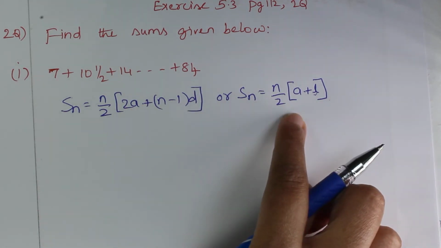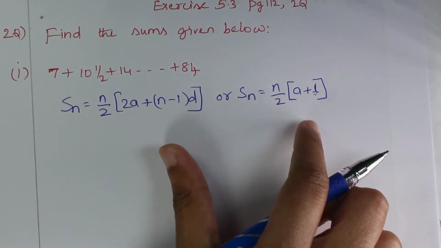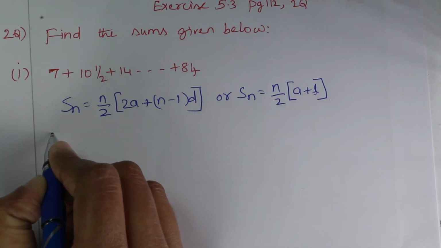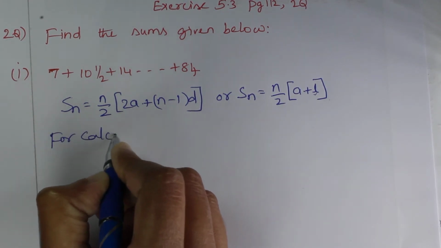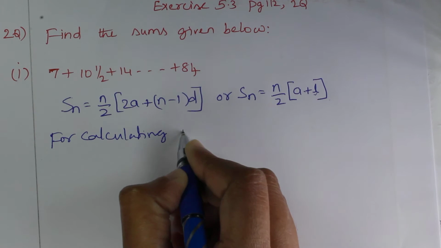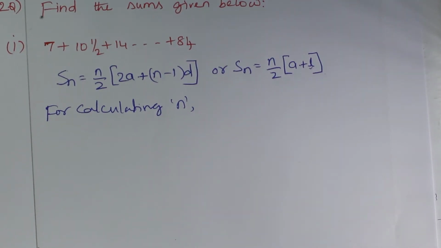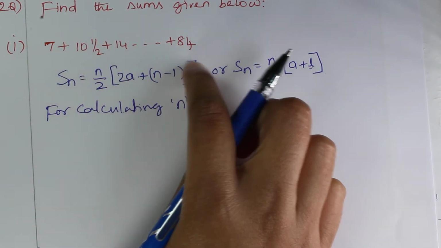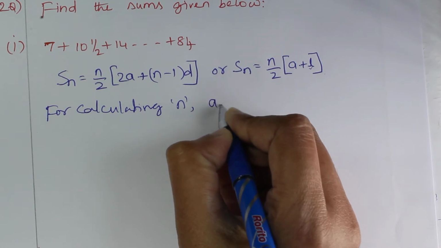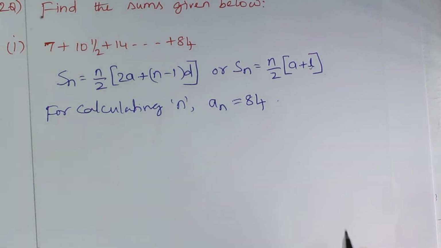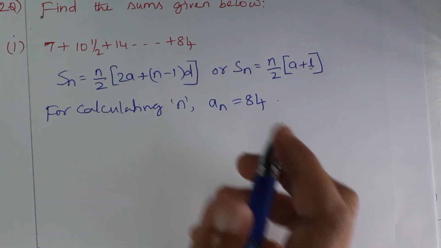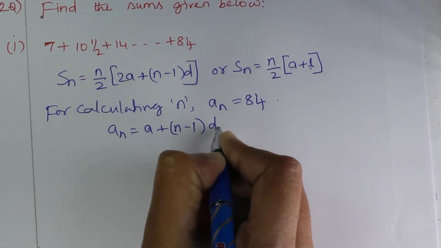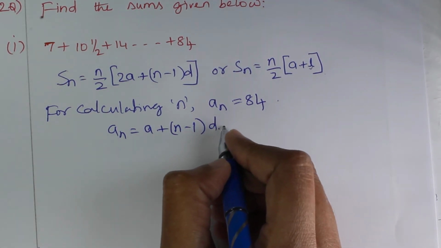But in either case, we need the value of n first to calculate the sum of the first n terms of the arithmetic progression. So for calculating n, I assume the last number in the series to be an. Because we do not know how many terms there are, let's assume an to be 84. And we know the formula of an, right? An is equal to a plus n minus 1 into d. So I will use this formula for calculating the n value.